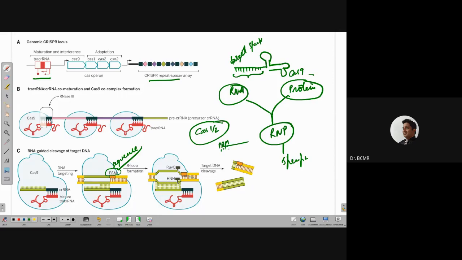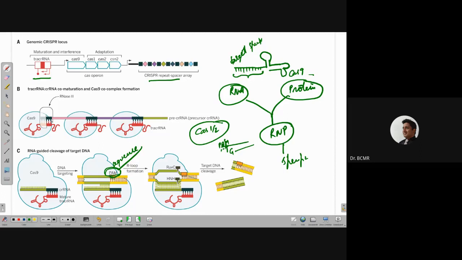And then they process it, and they just take the spacer, and then integrate it into the CRISPR array. Okay? And that's why, when they're targeting or interfering with the second wave of phage attack, the sequences are usually near the PAM sequence.